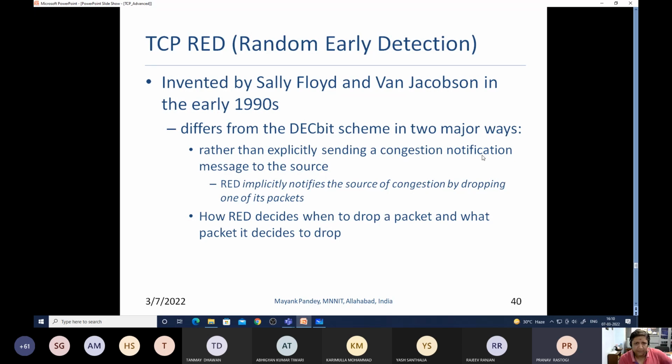Most interesting was TCP RED, but it was invented at the wrong time, when we had just started having congestion control as a responsibility of TCP. In the early 90s, there was a research paper by Sally Floyd and Van Jacobson, and that was TCP random early detection. It differs from the DEC bit in two major ways. It doesn't send any signal; it is a normal TCP implementation, not that it sends some bit or flag. Rather than explicitly sending a congestion notification message to the source, random early detection implicitly notifies the source of congestion by dropping one of its packets.